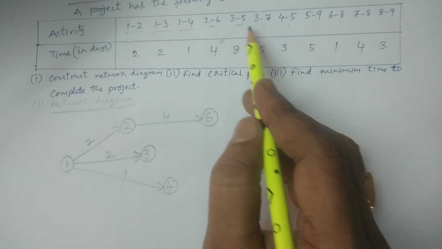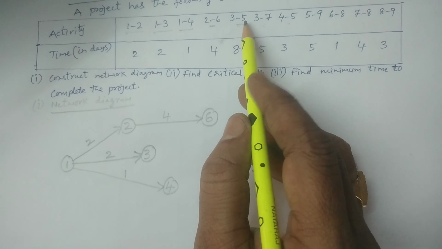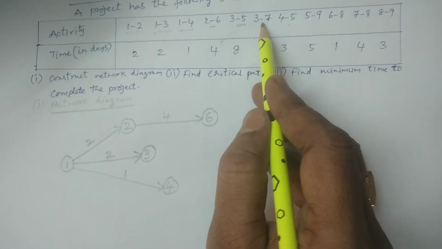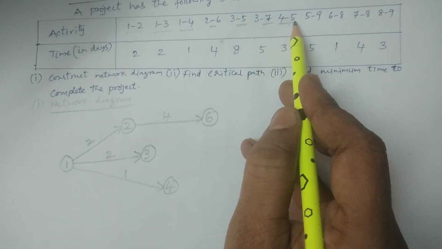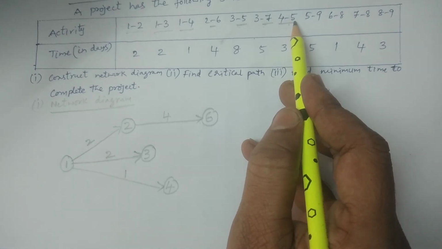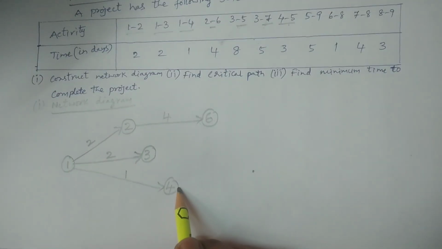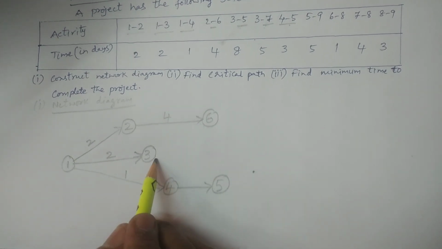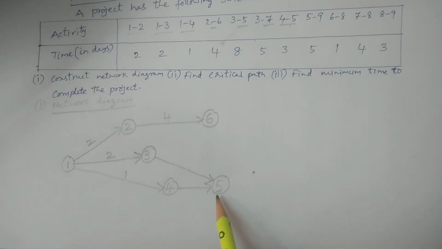Logically you have to think about this. From 3, you have to connect through two particular activities to two events, 5 and 7. 3 to 5, 3 to 7. And 4 is also connecting with the fifth node, with activity 4 to 5. So therefore I am drawing the event 5 here. I am connecting 4 to 5 and 3 to 5. You see, logically you have to think and construct like this.